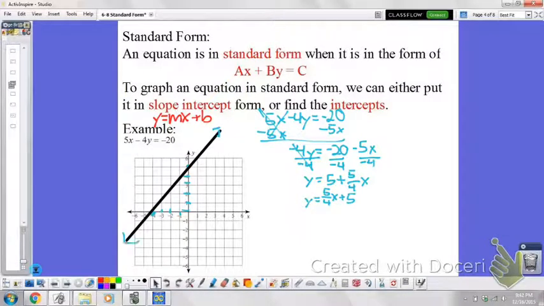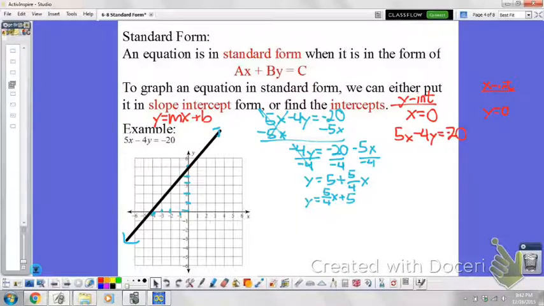So I can also graph that line by finding the intercepts. So let's find our intercepts. When we do that, again, we take our equation and use x equals 0. That will find our y-intercept. And y equals 0 to find our x-intercept. So let's go ahead and take our equation, 5x minus 4y equals negative 20.